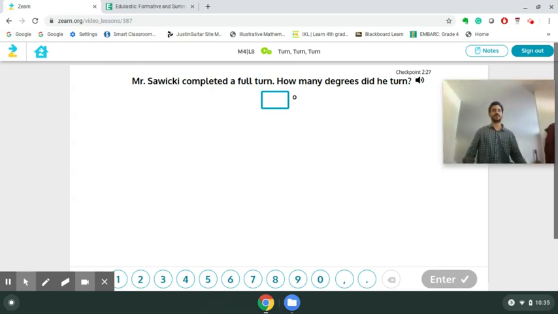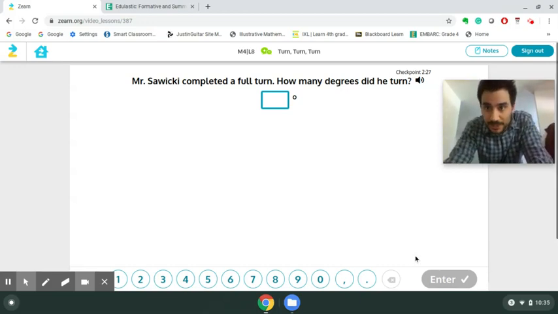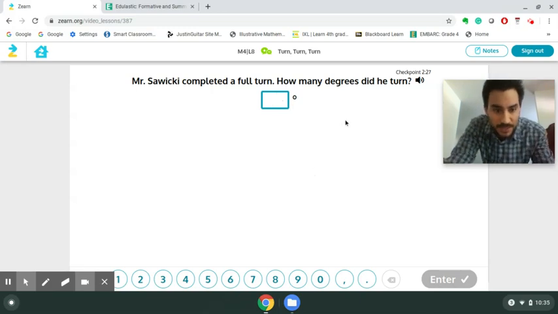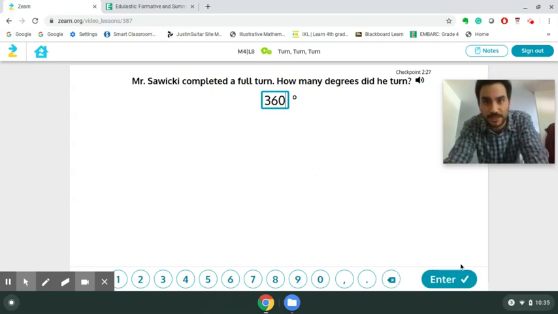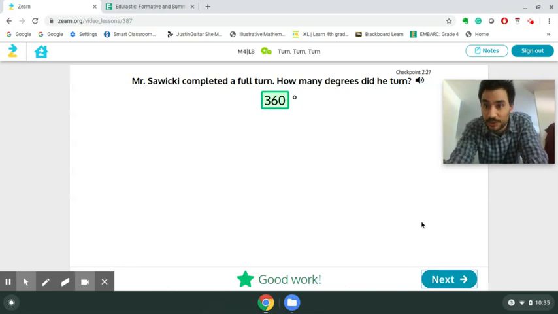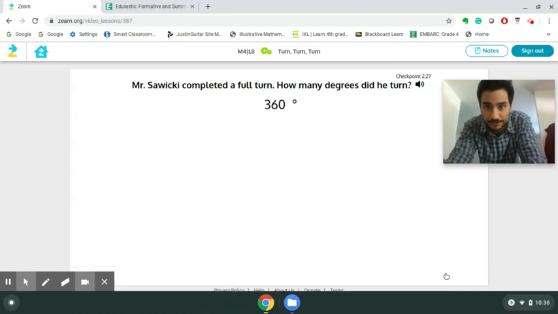So if I'm facing the camera and I do a full turn, I just did a full circle. How many degrees was that? Go ahead and put your answer. If you said 360 degrees, you are correct. A full turn is 360 degrees. That's like making a full circle.